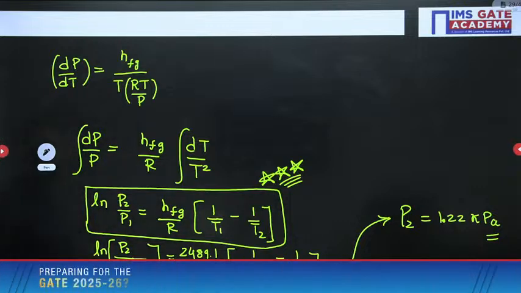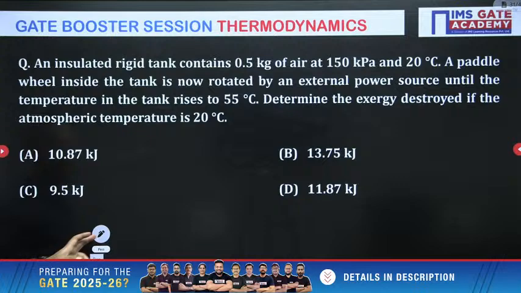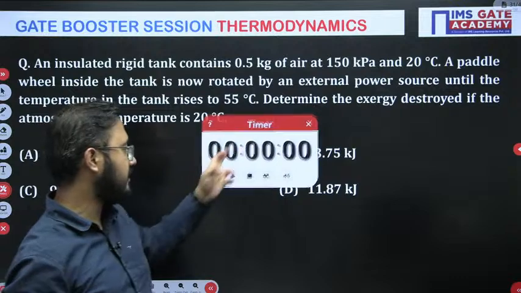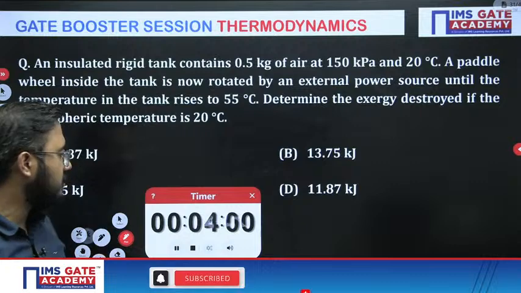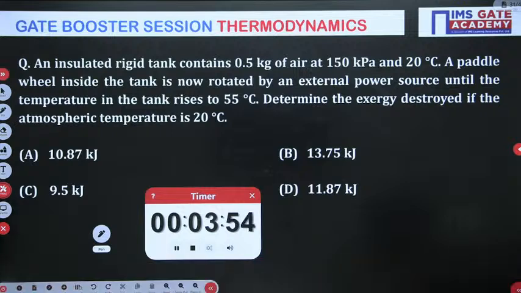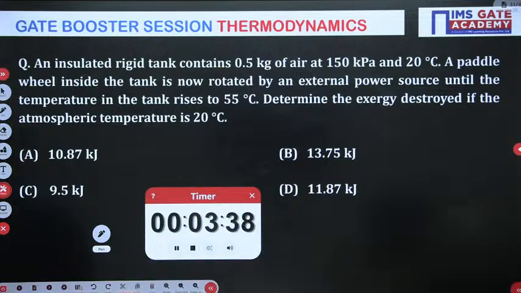Right, we'll move to the next problem. Yes, this one. Exergy destroyed, they are asking. Okay, take 4 minutes, but try to get the answer correctly here in this case. This is also one of the important questions from the Exergy topic. Do it fast, everyone. Aditya, next question, tell me what will be the answer.